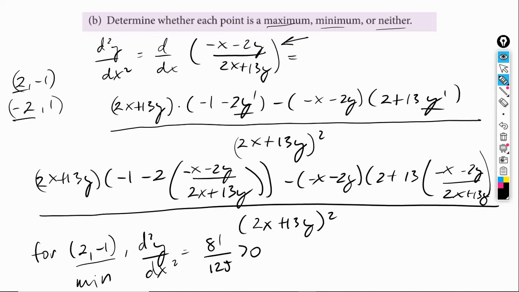Likewise, if we do the other coordinate, negative 2 comma 1, and we plug it into the second derivative that we found before, we're going to get a negative number, which is minus 3 over 343. And because this is negative, it means that the concavity is downwards at that point. Therefore, this is a maximum.